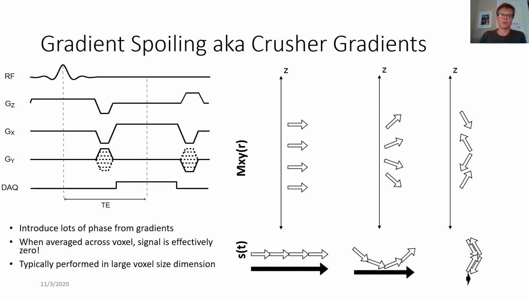Now moving on to gradient spoiling, or sometimes known as crusher gradients. That's referring to this gradient right over here. They sometimes draw it in the pulse sequence. And there's another type of crusher gradient going on the next slide, but this is sort of an end of TR gradient. And the purpose of this is illustrated in the net magnetizations here.